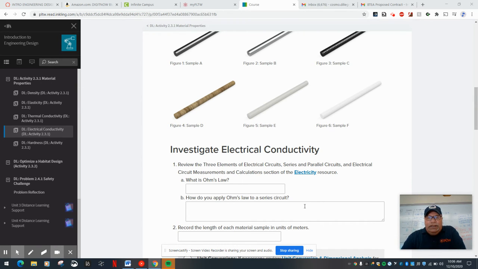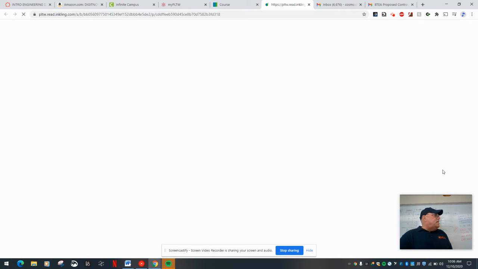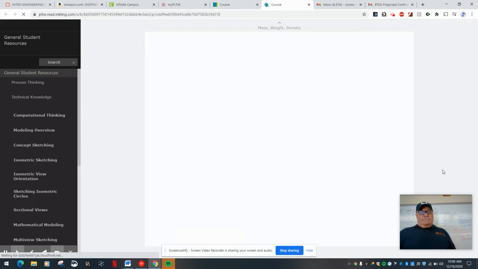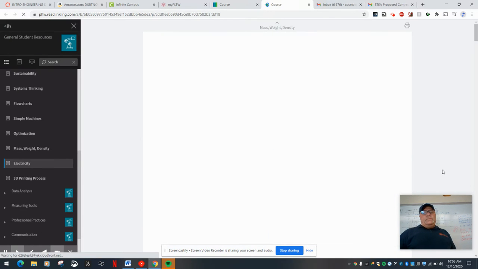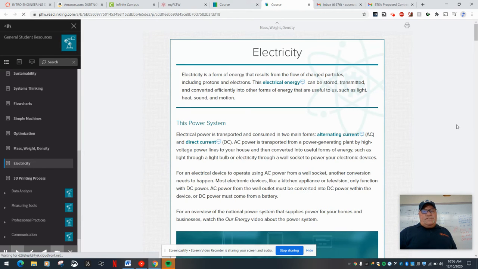So here it says, review the 3 elements of electrical circuits, series and parallel circuits, and electrical circuit measurements and calculations section of the electricity resource. So we're going to bounce over to there because it's important that we know this first.